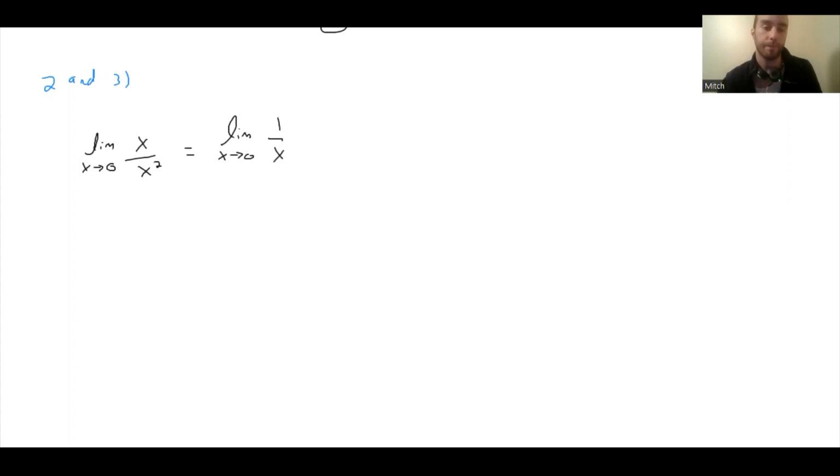So the limit as x approaches 0 from the positive side, what's that going to be? Well, if x is positive, then this number right here is positive. So if we're slightly above 0, this number is positive. So that means that this is going to be positive infinity.